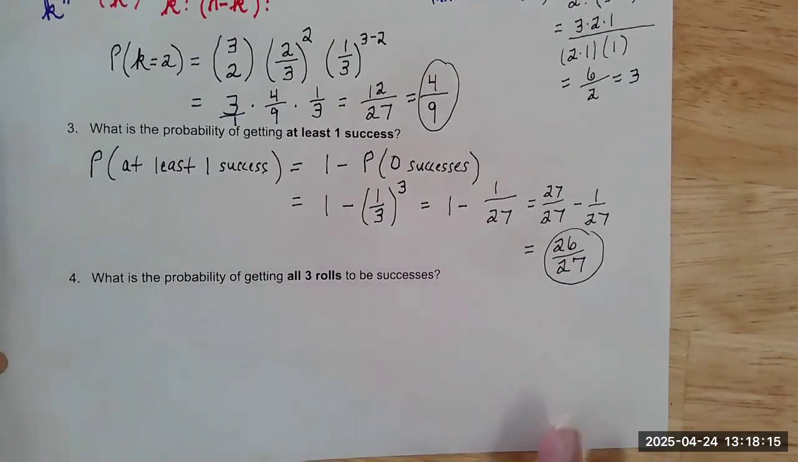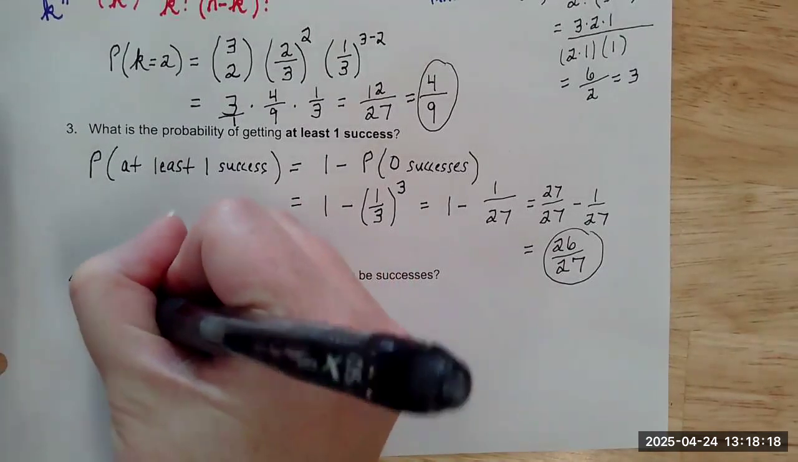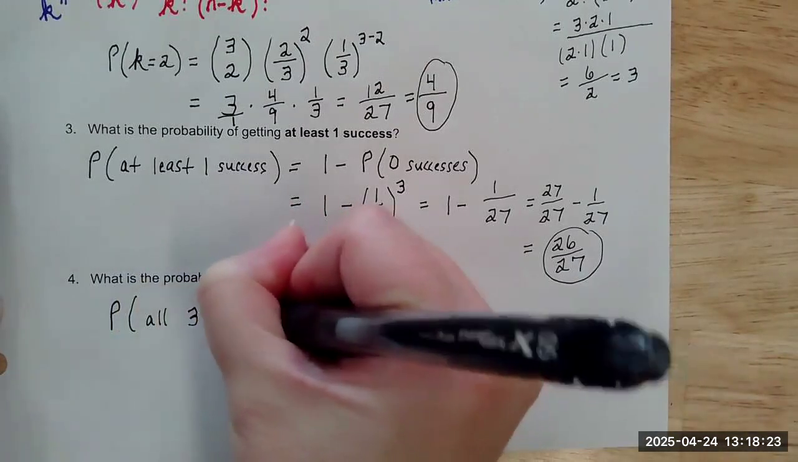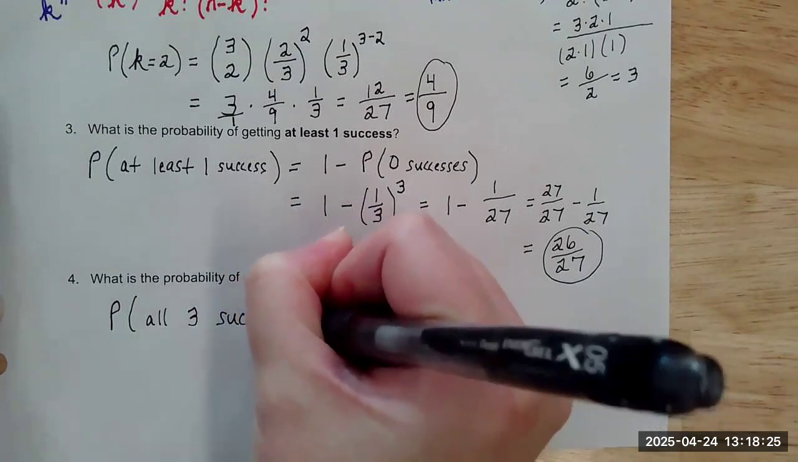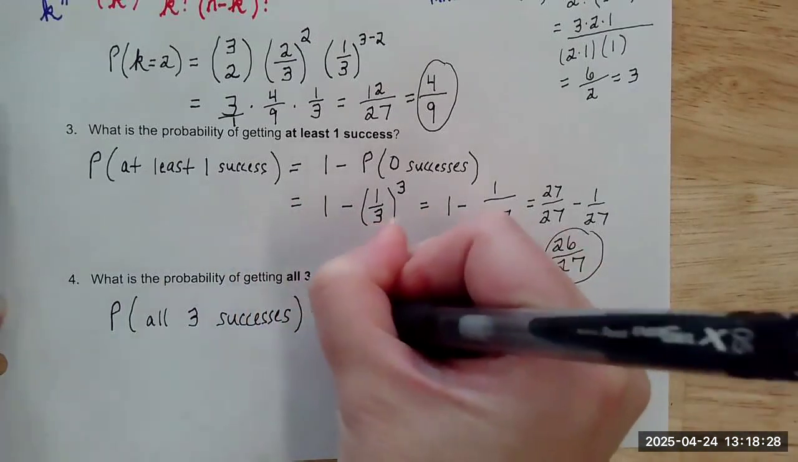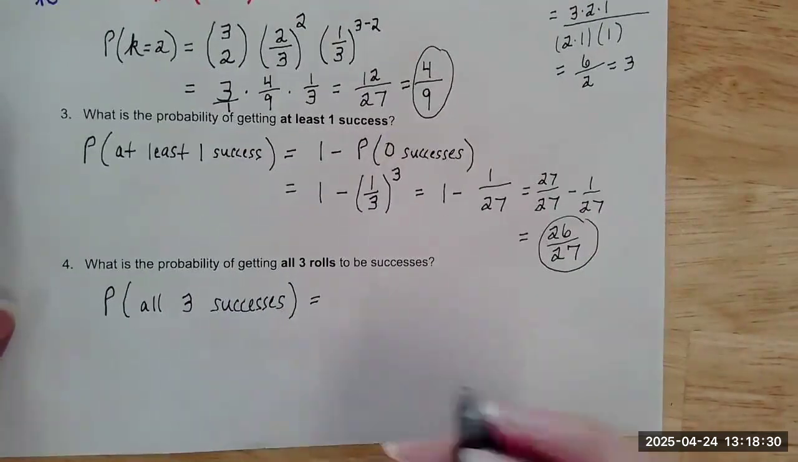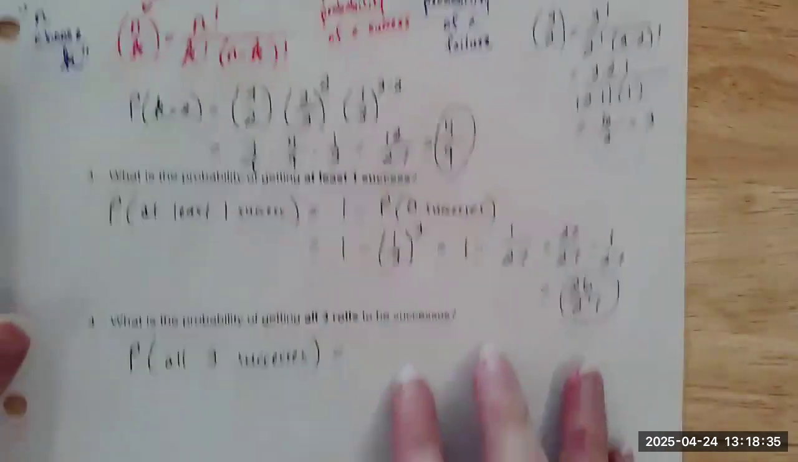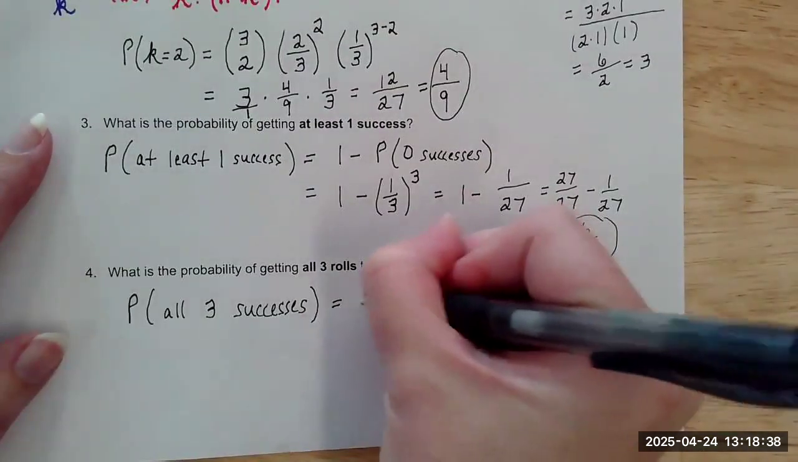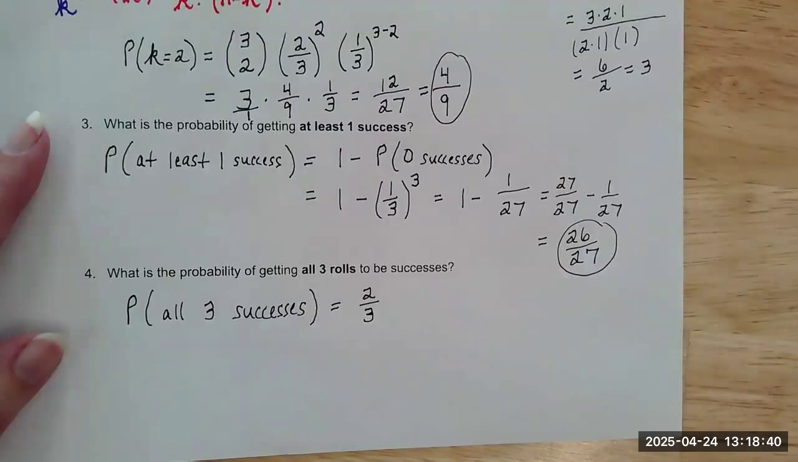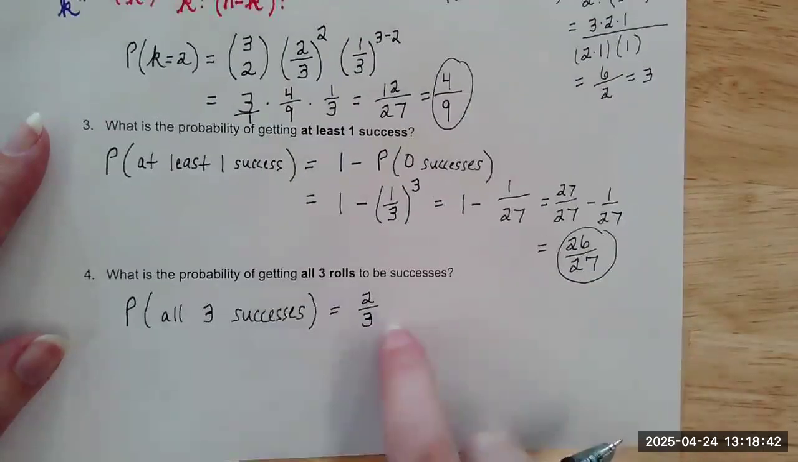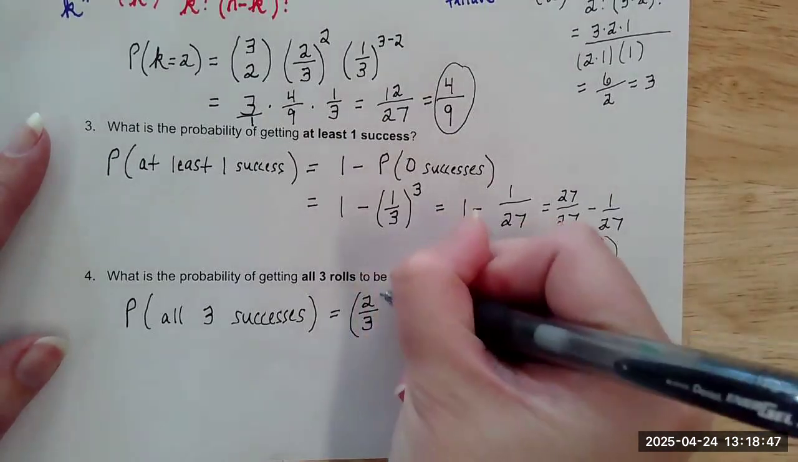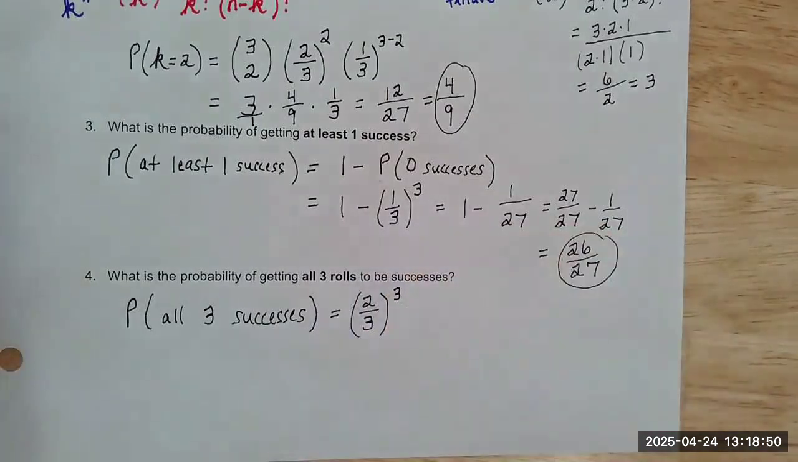If it's all 3, the probability of all 3 successes is going to be the probability that you got a success, which in part 1, we said was 2/3. That's for the first die. And it would be 2/3 times 2/3 if you were rolling it twice, but you're rolling it 3 times. So it's going to be 2/3 to the 3rd power.